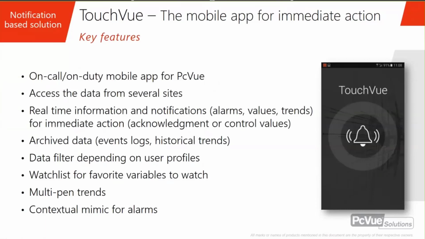For example, if you have an alarm, then you are notified and you can check some real-time values of your process, and you can also control some values if you need to correct something or to control something. And you can also visualize archive data, either events, but also trends. And it's possible to connect as many servers as you need, so you can be notified from many different sites with this app.